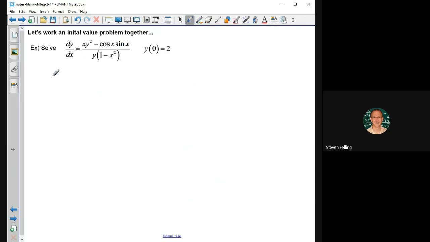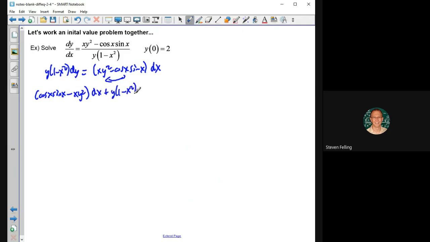So if I multiply both sides here, I would get y(1 - x²) dy = (y² - cos x sin x) dx. So if I move this over to the other side, maybe I could write it like this. Actually, let me move this to the other side and make it negative by swapping these terms. If I reverse these terms, I get the negative, and then when I move it to the other side, it'll become positive. So just to try to avoid negatives as much as possible, if I do that, then I have y(1 - x²) dy = 0, which makes this M and this N.